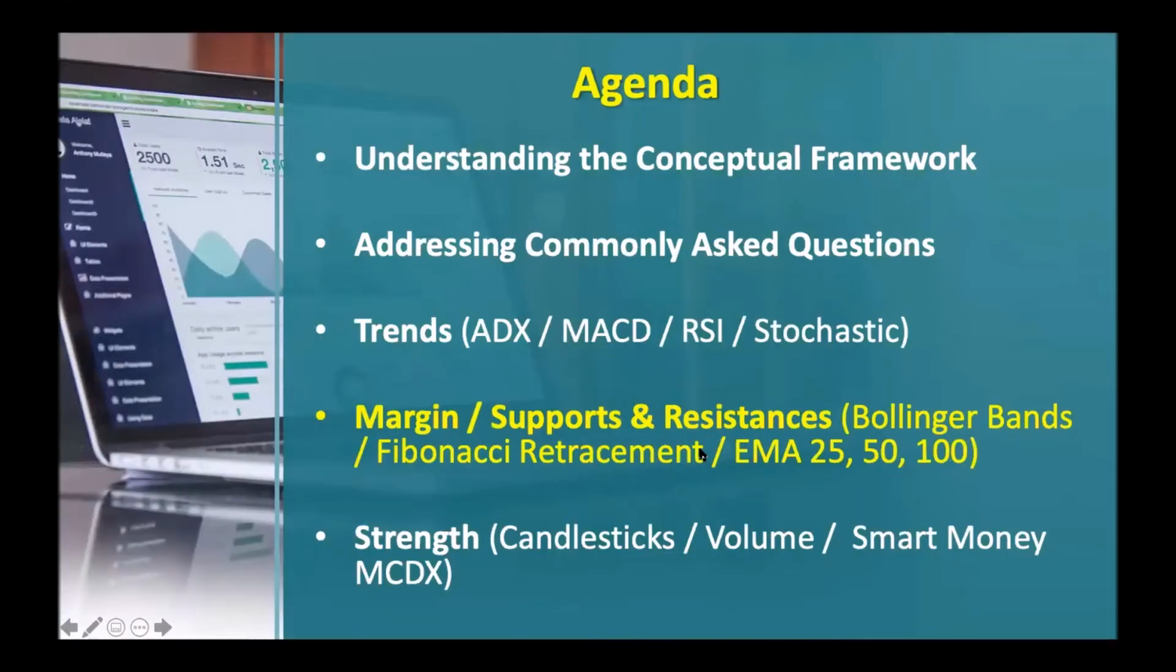Okay, we have covered understanding the conceptual framework and addressing a few commonly asked questions. Last week we touched on the trends to know whether the price is more likely to go up or go down. Today we want to touch on, if the price goes up, how much it will go up, and if it goes down, how much it will go down. Basically, to see the ratio between the going up and going down probability.